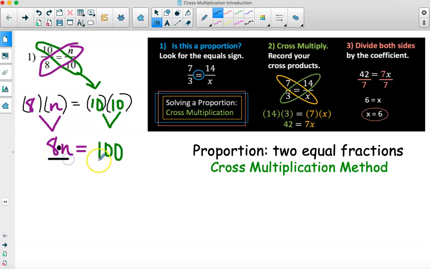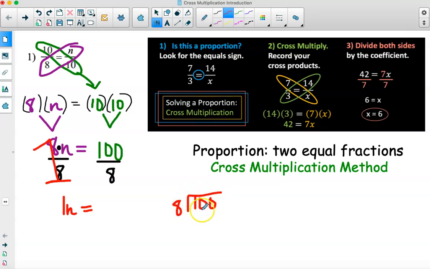So I'm going to divide both sides by 8. On the left side, you'll see that 8 divided by 8 is equal to 1. So we're left with 1n. And on the right side, I need to take the 100 and divide it by 8. 8 goes into 10 one time. 10 minus 8 is 2. I can't ask the question till I bring down a number.